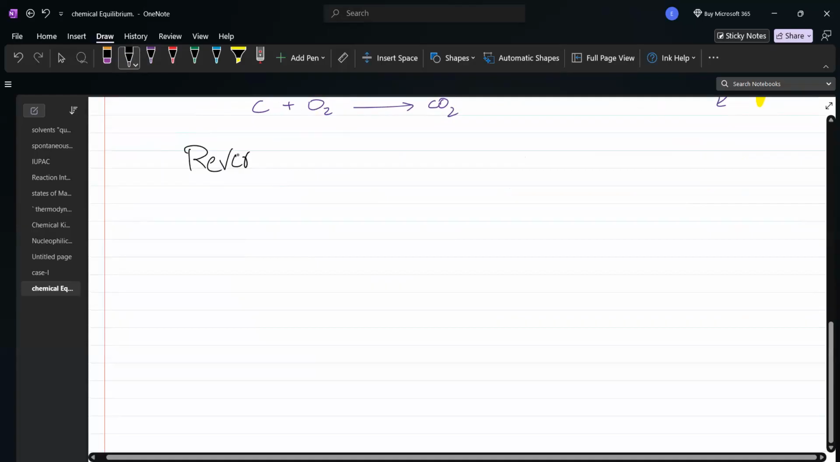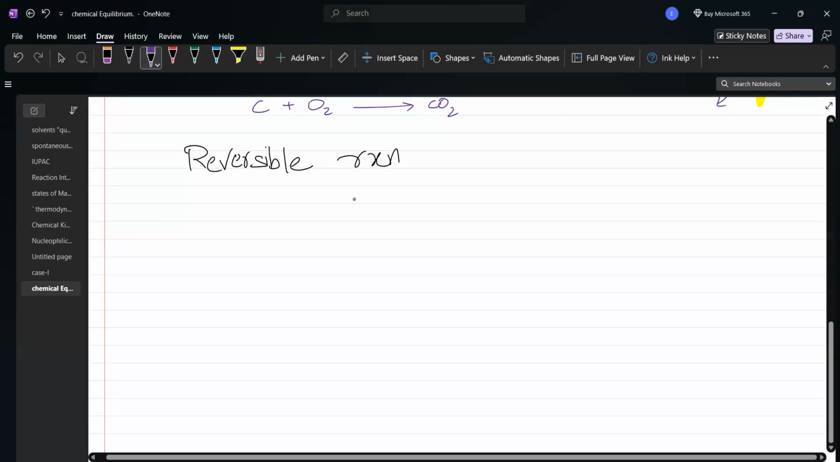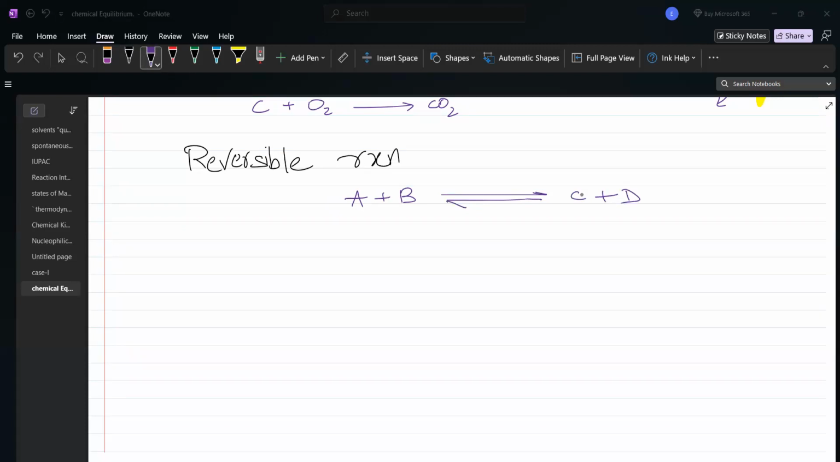Reversible reaction, and we will go into detail of it. In a reversible reaction, let's take an example where A plus B is reacting. We will be using this kind of arrow, half arrow, on both sides, forming C plus D. So A plus B are reacting and forming C plus D.